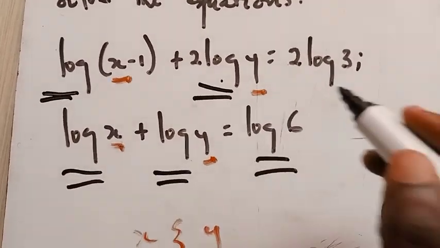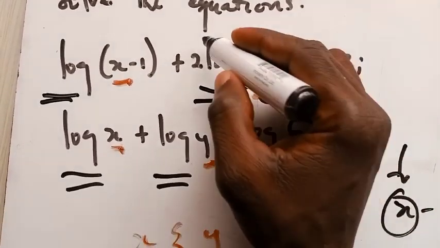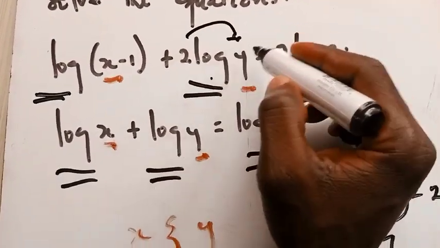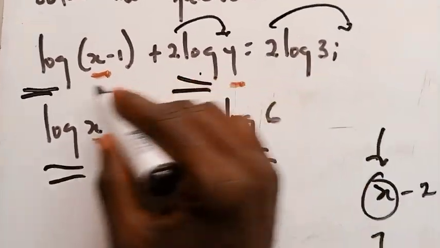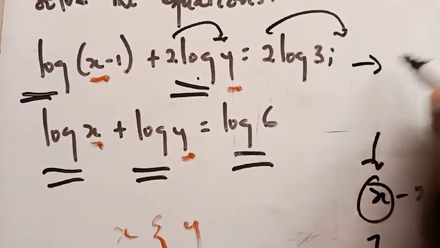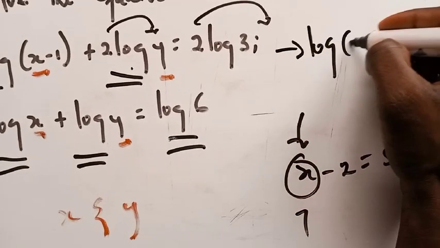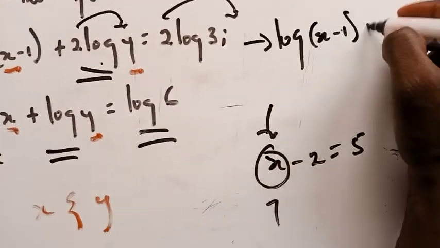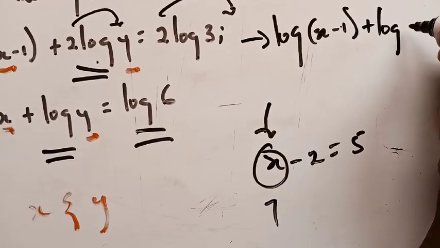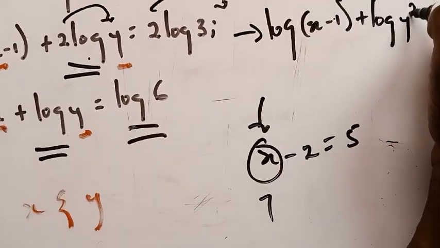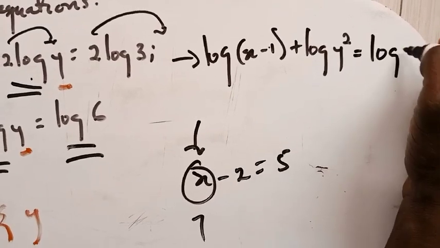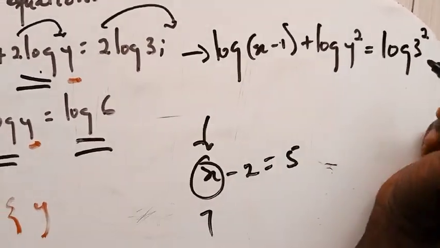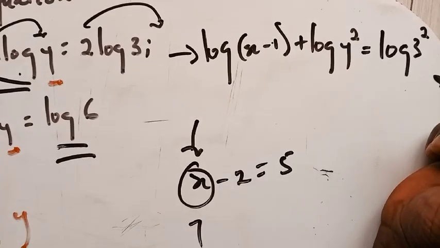So let me give you a clue here. The first step here is to make sure that this guy goes back, right? So the 2 goes to the top, and then 2 also goes to the top here. So here, this particular equation tends to be log of x minus 1 plus, step by step, right? log of y exponent 2, everything is going to be equal to log of 3 exponent 2. Is that okay? So that is just going to be the first step.